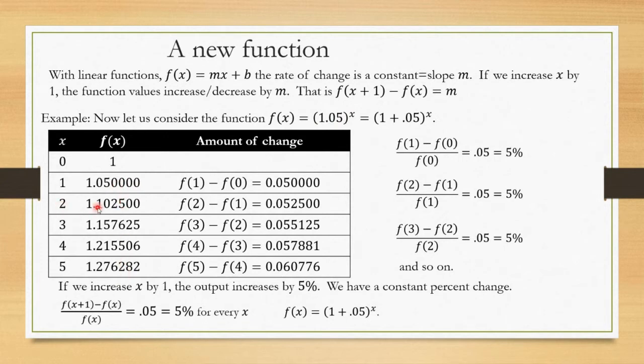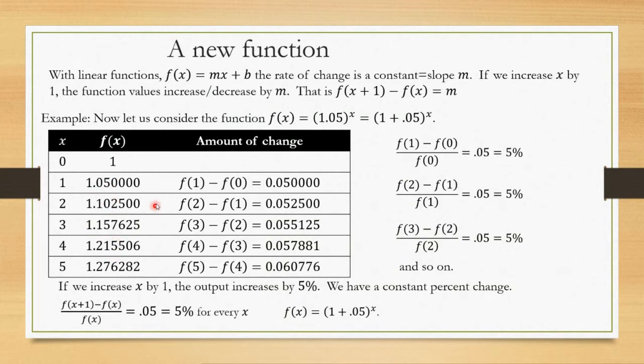And then when x is 2, you get this function value. When x is 3, you get this. And when x is 4, you get this, and so on. Remember, you're raising it to the exponent. You're raising it to the x. So for 2, this is 1.05 squared. This is 1.05 cubed, raised to the 3rd power, that is.